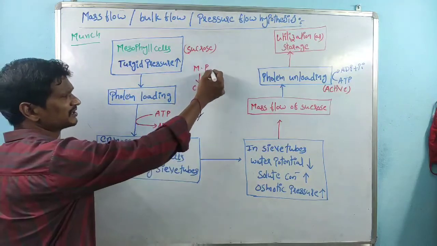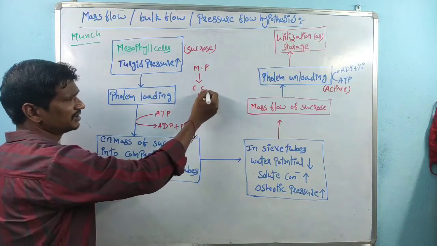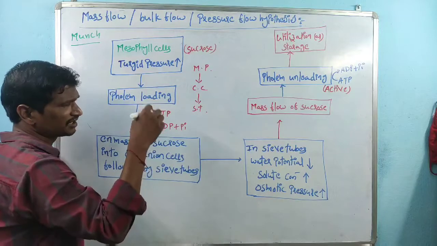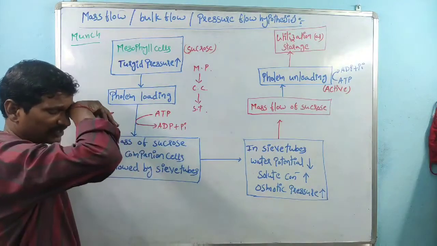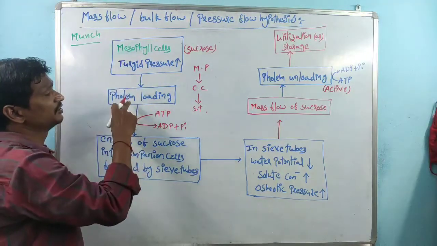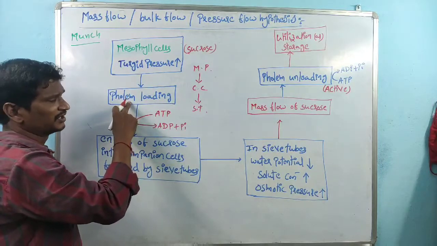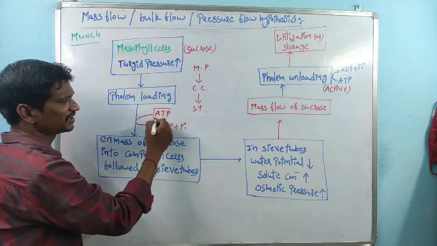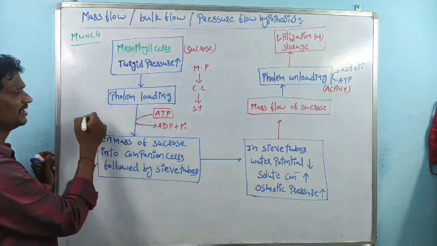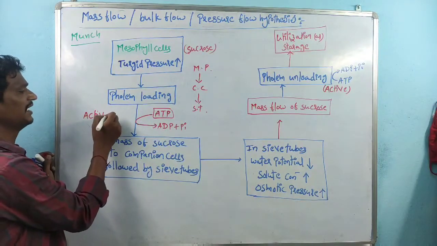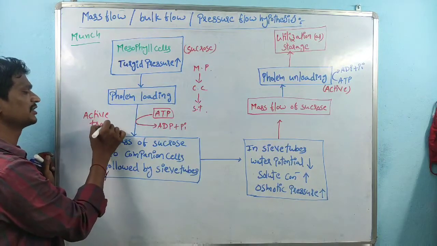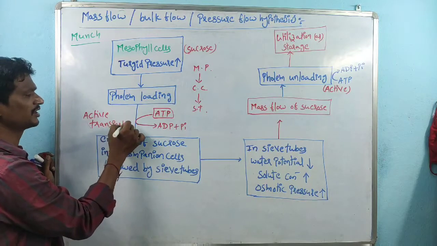Mesophyll cells, companion cells, and sieve tubes are the types of cells involved in the transportation of carbohydrates. Now phloem transport. Initially, phloem loading takes place. This step requires ATP, so this is one of the active processes, or active transport.